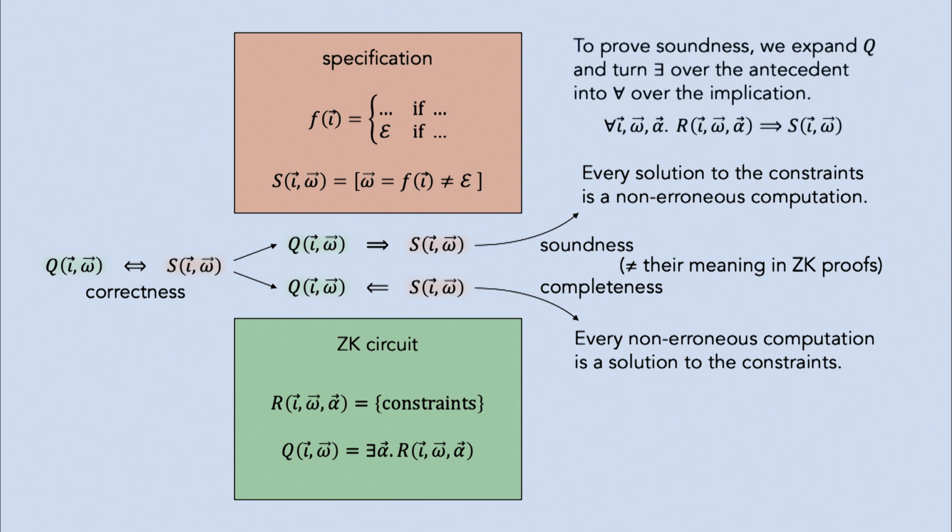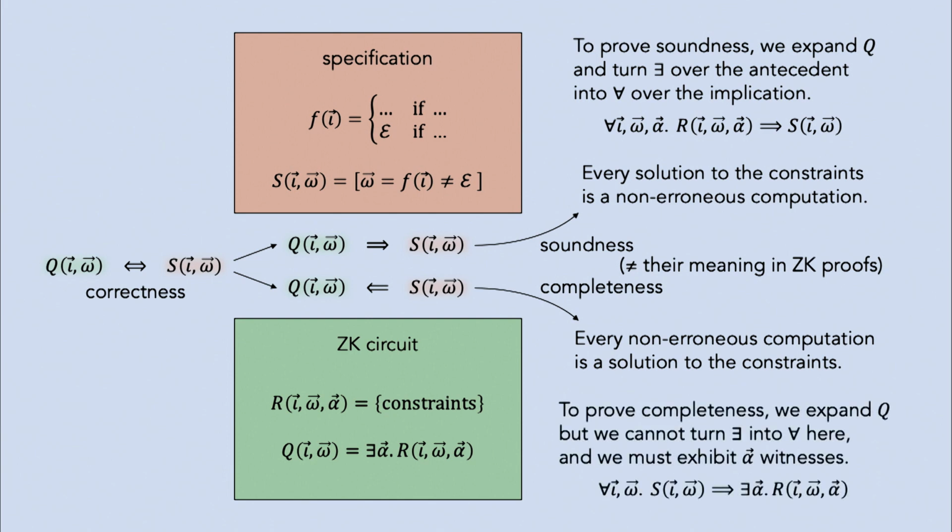To prove soundness, we expand Q into R, and with a sleight of hand, we turn the existential over the antecedent into a universal over the whole implication. We don't need to deal with existentials. For completeness, we can also expand Q, but we cannot play the same game. We need to deal with the existential, typically by exhibiting logical witnesses for the auxiliary variables alpha. So this is the general formal framework for circuit correctness.